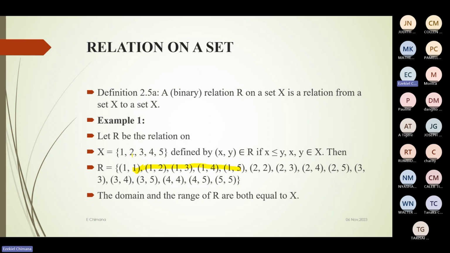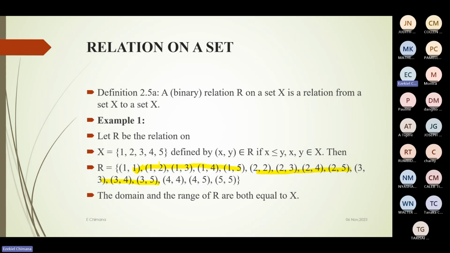You can go on to 2. 2 is not less than or equal to 1, so you cannot have (2, 1). Then (2, 2), because 2 is less than or equal to 2. Then (2, 3), (2, 4) and (2, 5). You can do the same with 3. 3 cannot be paired with 1, because 3 is not less than or equal to 1, and the same applies to 2. Then (3, 3), yes, because 3 is less than or equal to 3. And then you can have (3, 4) and (3, 5) as well.